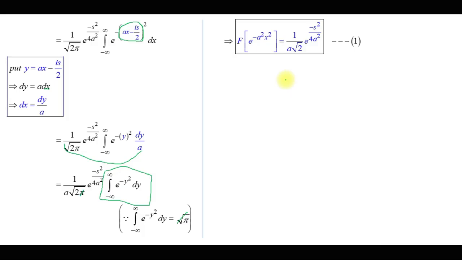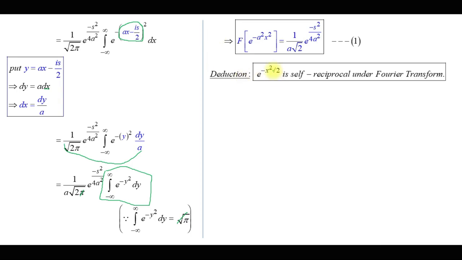This is the first part. Using this part, we have to prove this deduction: e power minus x square by 2 is self-reciprocal under Fourier transform. So what is self-reciprocal? If we find the Fourier transform of this function, the answer is the same function, with s instead of x.